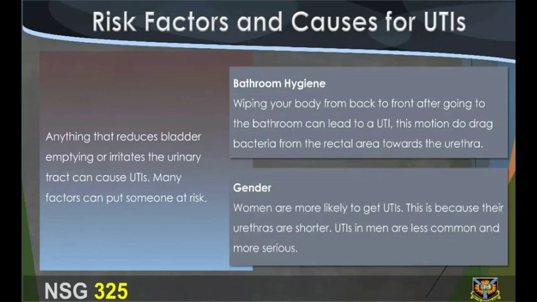Risk factors and causes for UTIs. Anything that reduces bladder emptying or irritates the urinary tract can cause UTIs. Many factors can put someone at risk. Bathroom hygiene. Wiping your body from back to front after going to the bathroom can lead to a UTI. This motion can drag bacteria from the rectal area towards the urethra.